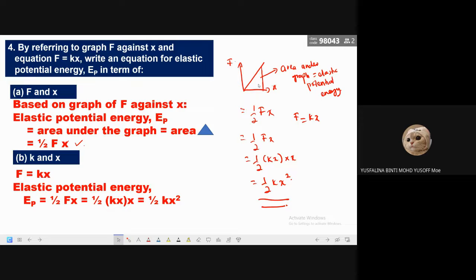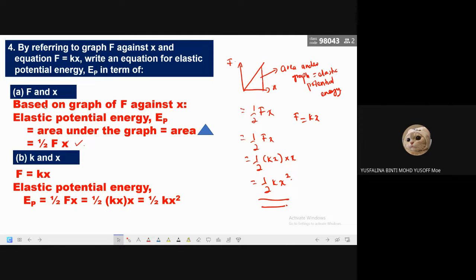And the second one, if they didn't give you a graph, but they give you the force and also the extension, you can use half Fx, because we already know the area under the graph is actually a triangle. The formula for a triangle is half times base times height. So your base here is x, your F here is your height. So you can get half Fx.